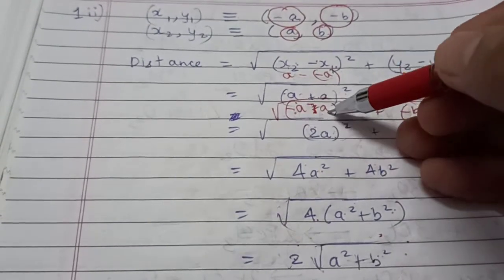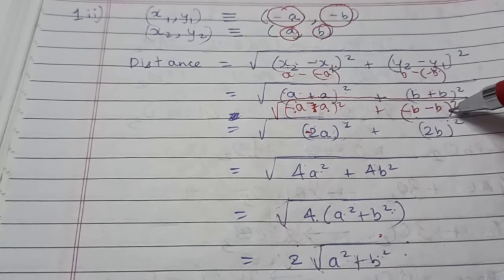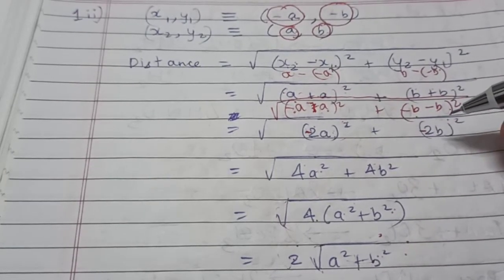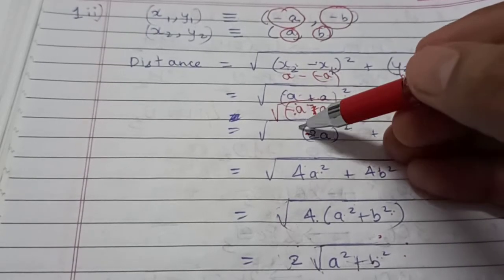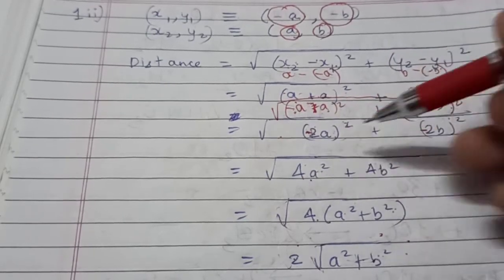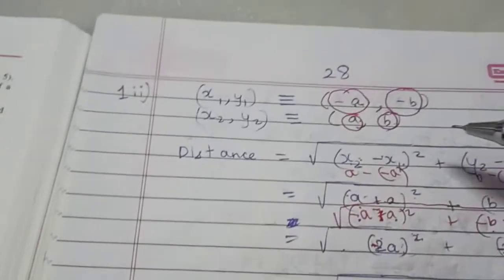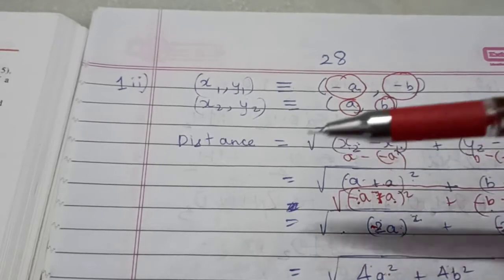Now minus a minus a will be minus 2a the whole squared, and minus b minus b will be minus 2b the whole squared. However, when we do a square of any negative number, notice that the negative number is inside the brackets, not outside. So then this will become positive. So ultimately we'll get the same answer. That is why there should be no confusion about which one is x1, y1 or x2, y2. It doesn't matter in any sum.